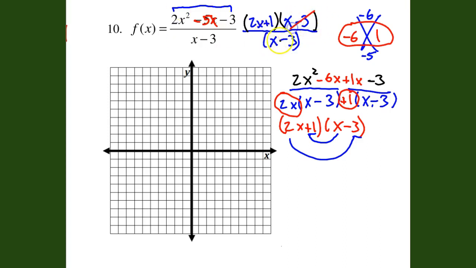So we have removable discontinuity at 3. And we're graphing 2x plus 1 or 2 over 1x plus 1. So start at 1, go up 2 over 1.